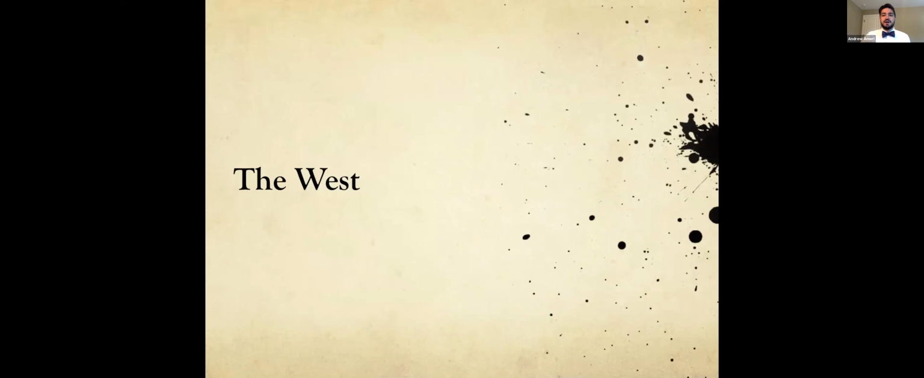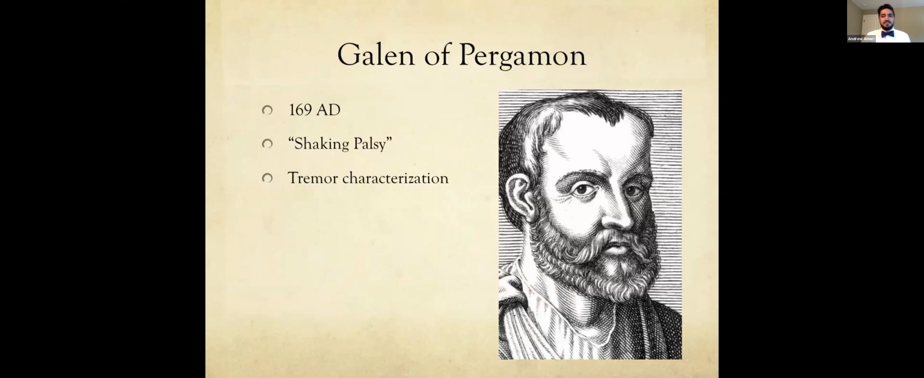So now I'm going to turn our attention to the West. We will start in ancient Rome with Galen of Pergamon. Galen of Pergamon was a famous anatomist, an experimental physiologist in ancient Rome. Among his many interests and accomplishments, he did a lot of work studying the spinal cord, nerve roots, and had a keen interest in neurological maladies, specifically tremor. He was the first to clearly distinguish between resting and intentional tremor in his work De Tremore, Palpitatione, Convulsione et Rigore in 169 AD. In his work, he made the earliest statement regarding a shaking palsy.